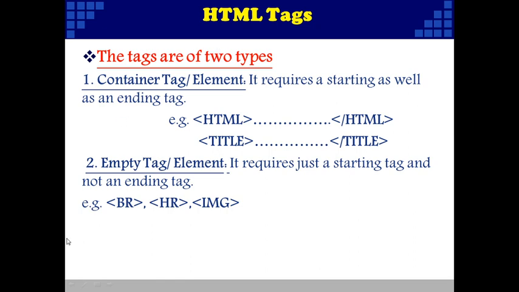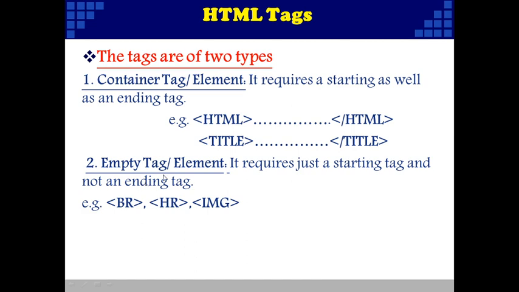HTML tags can be of two types. The first one is the container tag, or you can say container element, and it has a starting as well as an ending tag. So look at this example, HTML. This one is open and this one is the closing tag. Same thing, this one is title open and this one is title close.